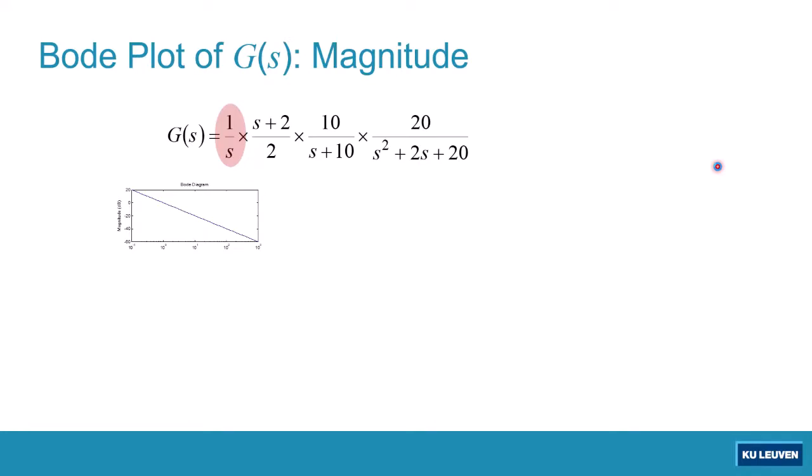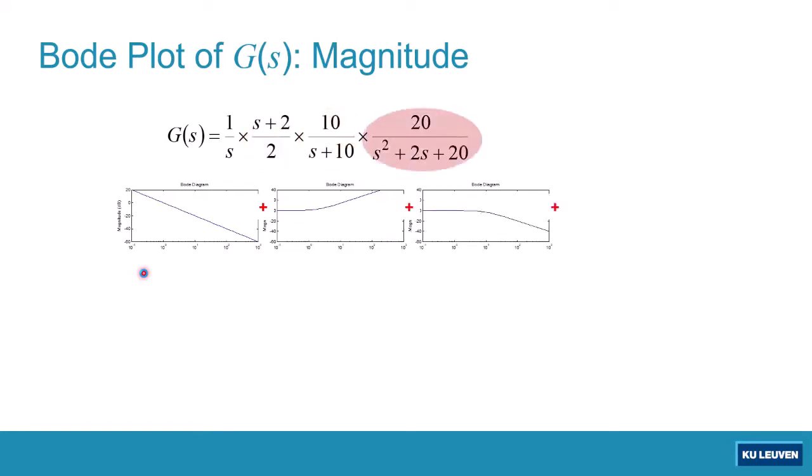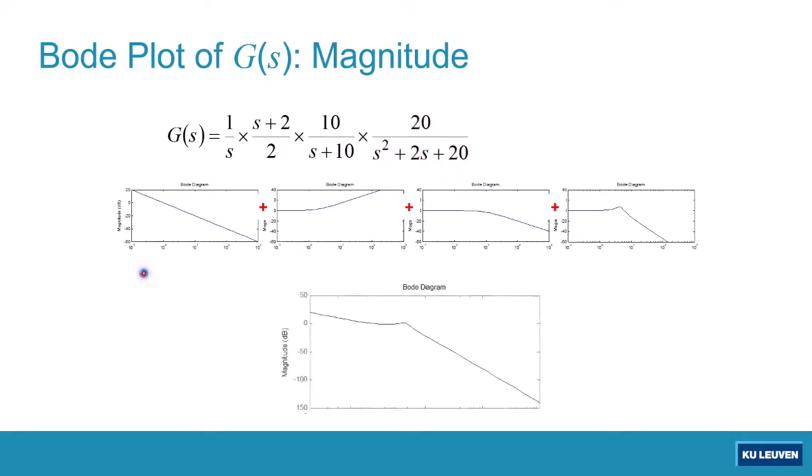Let's take a look in a bit more detail at the magnitude now. The first one here is the magnitude plot of G1, which is 1 over s, and this is the magnitude plot of G2(s), which is equal to (s plus 2) over 2, and I plot again here the magnitude of G3 and G4 accordingly. The total of these plots will be equal to the magnitude plot of G(s). That is for the magnitude.